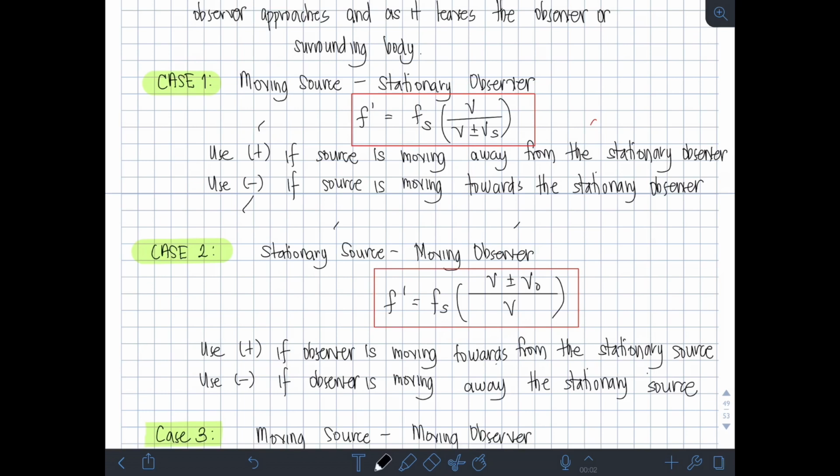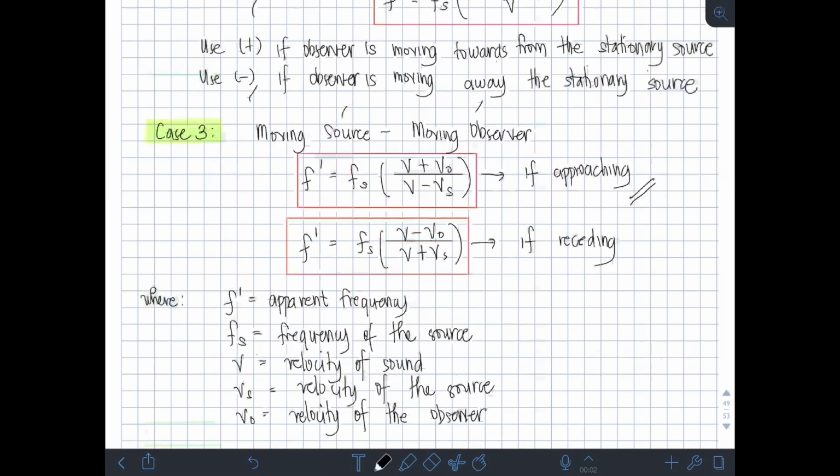Okay, then yung last, yung case 3, kung parehong nagmo-move yung source at observer. So, moving source and moving observer. So, meron tayong dalawang formula. So, F prime is equal to F sub S times V plus V sub O over V minus V sub S, kung nag-a-approach sila sa isa't isa. And then, F prime is equal to F sub S times V minus V sub O over V plus V sub S kung lumalayo sila sa isa't isa. So, lahat ng variables dito, F prime is the apparent frequency, F sub S is yung frequency ng source, V is the velocity of sound, V sub S is the velocity of the source, and V sub O is the velocity of the observer.